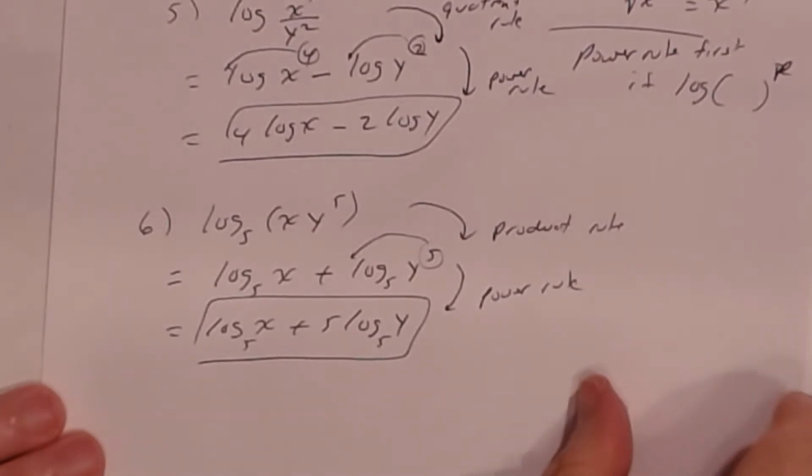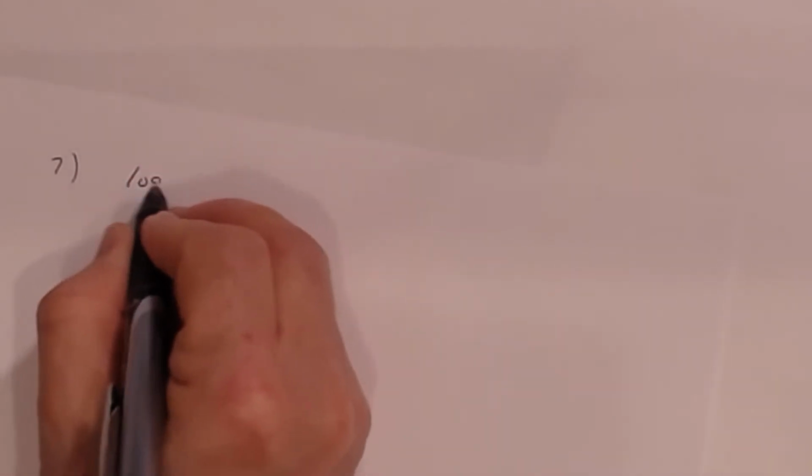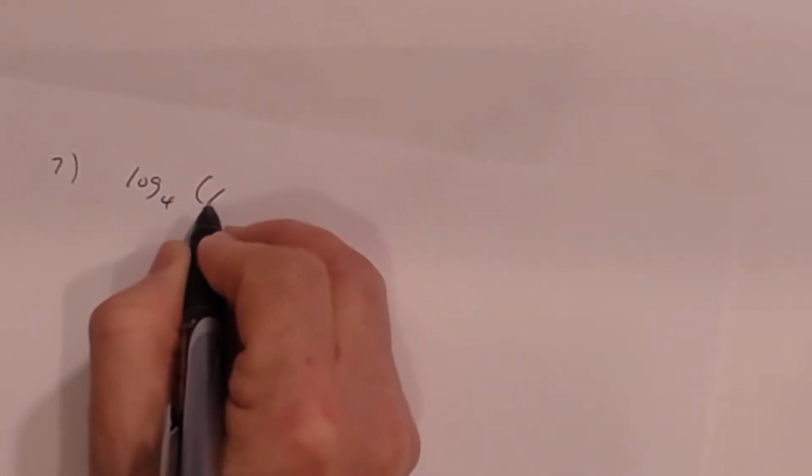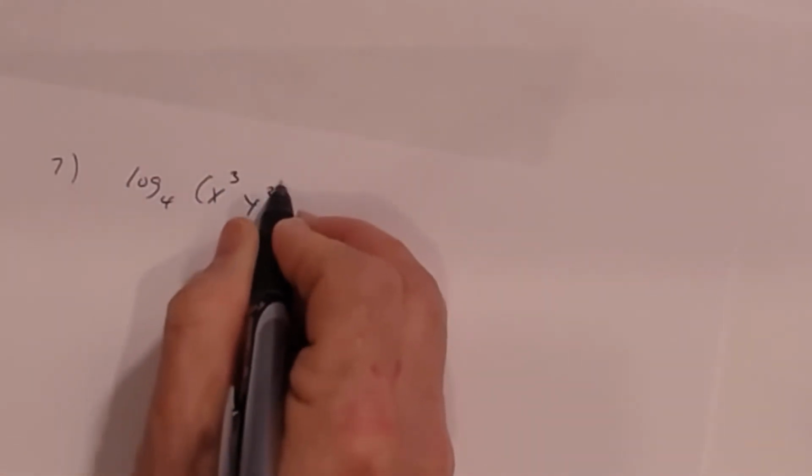Okay? All right, so that's number 6. Let's look at number 7. In number 7, we have the log base 4 of x cubed y squared, raised to the second power.